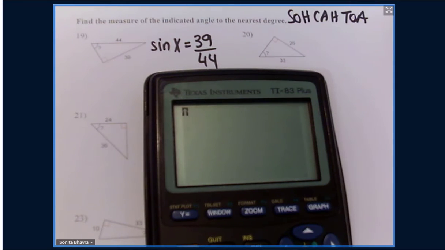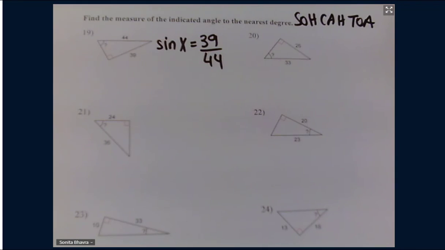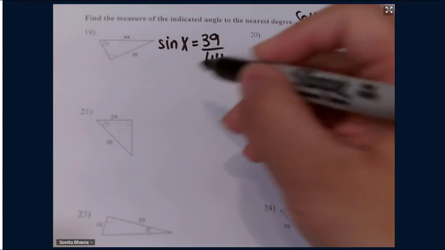All right, so typing this into my calculator, I am going to type in second function sine, like so, and then it's 39 divided by 44. Close the bracket, and we get an answer of 62.4. So our degrees rounded to the nearest degree is 62 degrees. So our missing angle x here is 62 degrees.